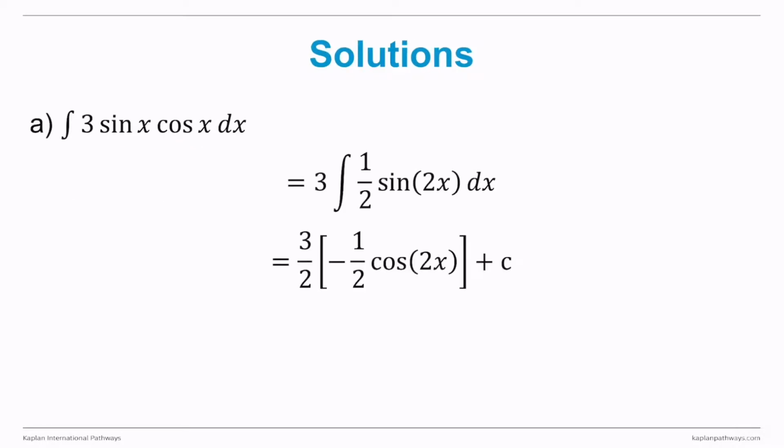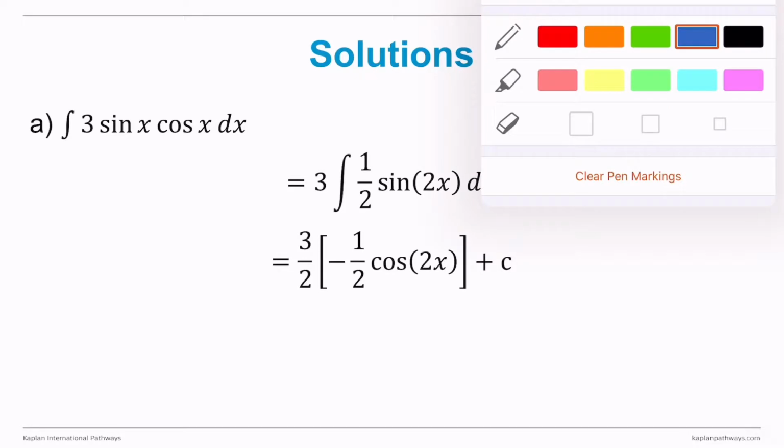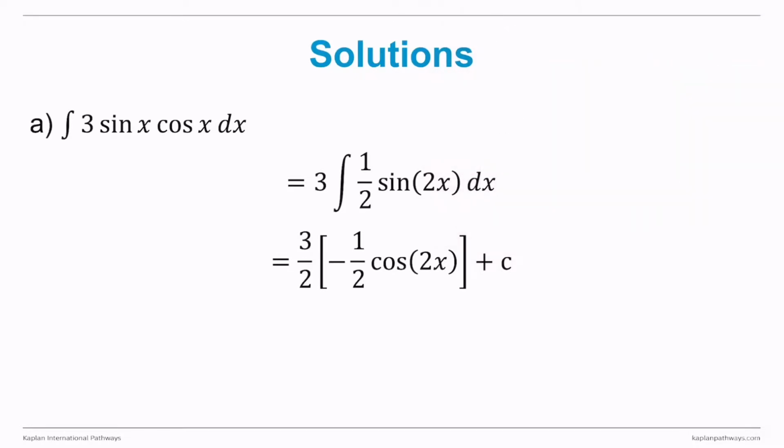Ta-da! So, what's happened here? We put the 3 outside, so this 3, we take it out. Even if you leave it inside, it's fine, it's not going to affect it, but it's easier if you take it outside. Then we end up with integration of, we replace sine x cosine x dx by this. Because sine x cosine x equals 1/2 sine 2x. So we used this here instead of the sine x cosine x dx.